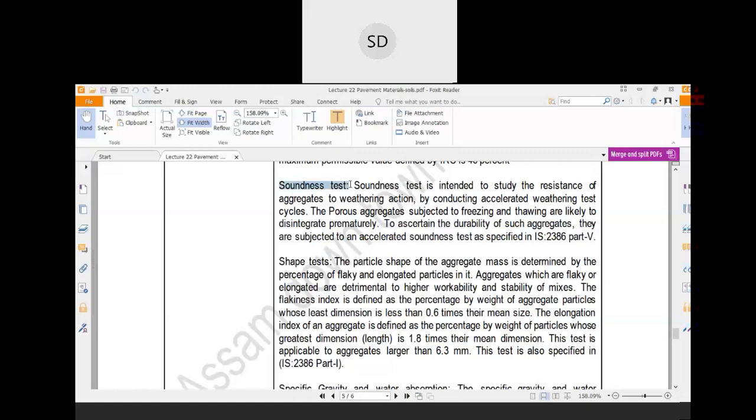The next test is soundness test. Now this soundness test is intended to study the resistance of aggregate to weathering action by conducting accelerated weathering test cycles. So basically in this test what happens, whatever aggregates are there, that aggregate would be subjected to different types of freezing and heating cycles, okay, to find out the durability of the aggregate.